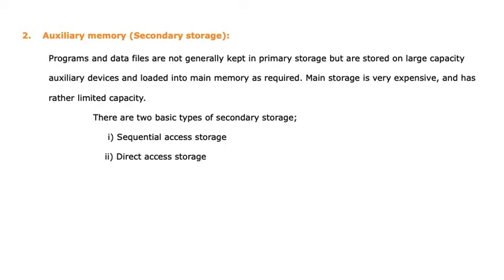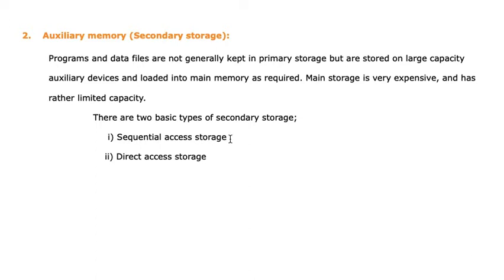The next one is the auxiliary memory, that is, secondary storage. The programs and data files are not generally kept in primary storage but are stored on large capacity auxiliary devices and loaded into main memory as required. Main storage is very expensive and has rather limited capacity. There are again two basic types of secondary storage, that is auxiliary memory: sequential access storage and direct access storage.